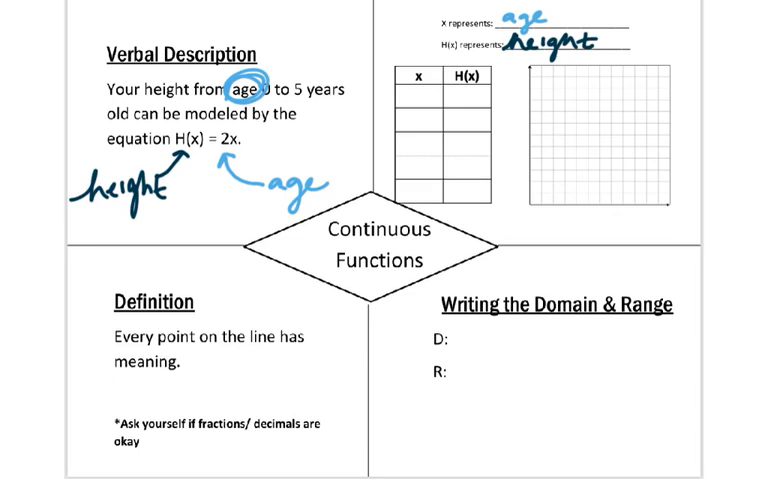So I'm going to make a table. The x's are the age. If I go back to the situation, it says from 0 to 5 years old, okay? 0, 1, 2, 3, 4. I could keep going to 5. We'll go to 5, that's fine.